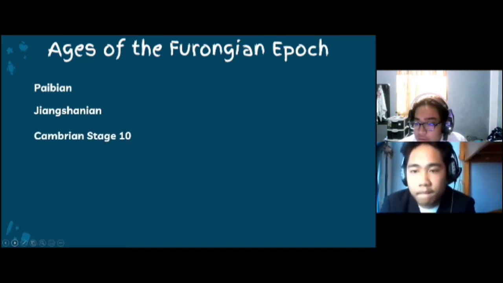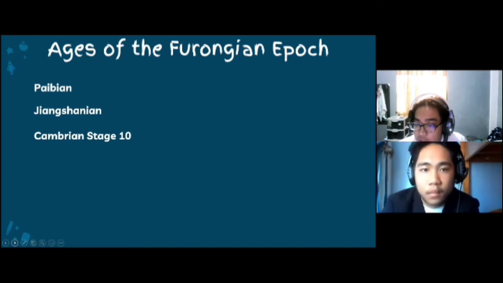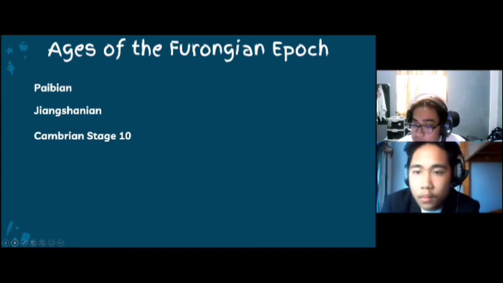Cambrian Stage 10. Stage 10 of the Cambrian period is the unnamed third and final stage of the Furongian epoch. It follows the Jiangshanian age and precedes the Ordovician period, Tremadocian age.